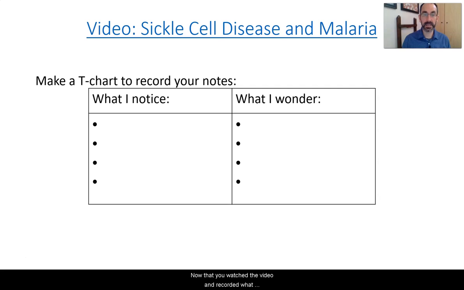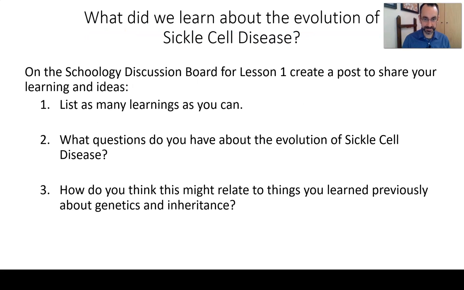Now that you've watched the video and recorded what you've noticed and wonder, let's share those observations and wonders. On the Schoology discussion board for this lesson, Lesson 1 of Evolution, create a post to share your learning and ideas. List as many learnings as you can. This is the left column of your T-chart. List the questions that you still have about the evolution of sickle cell disease. This is the right column of your T-chart. And how do you think this might relate to things you've learned previously about genetics and inheritance, about DNA to proteins to traits, about meiosis and independent assortment and alleles? How does this all fit in the evolution of sickle cell disease and therefore fit in with evolution in general? Okay, so post those and we're going to review a little bit of what we learned.